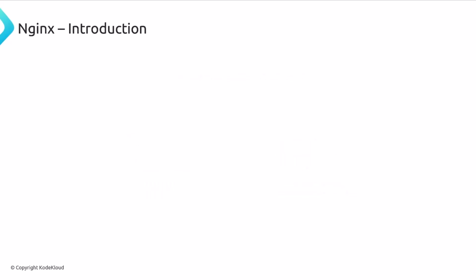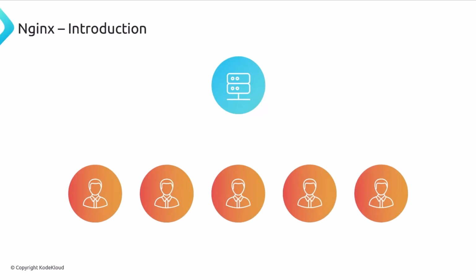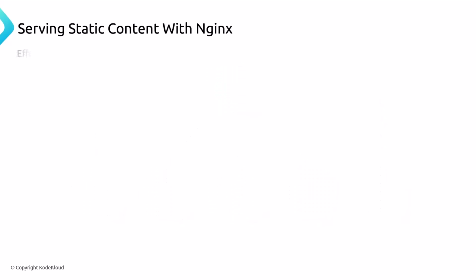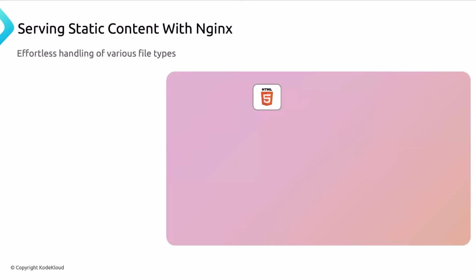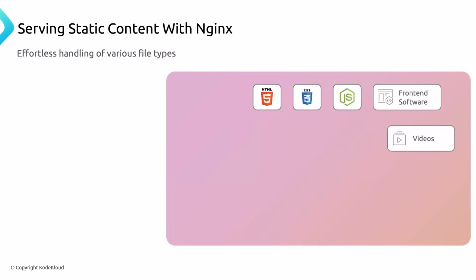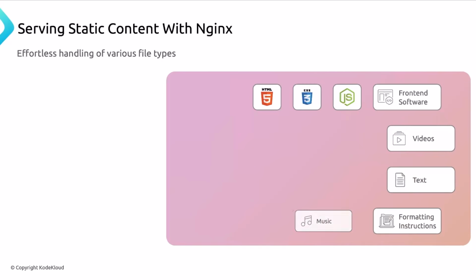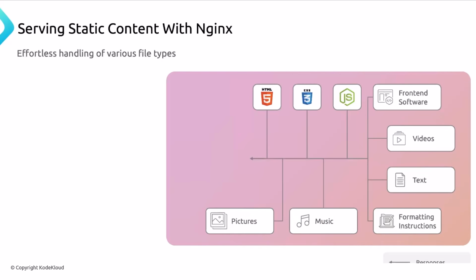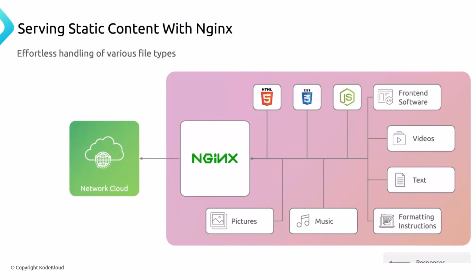It was also designed to solve a problem in which a web server could handle 10,000 requests at the same time, something that had not been done prior to that. Serving static content is Nginx's best feature because it's easy. By static content, I mean all types of data, text files, pictures, music, videos, all that kind of stuff. Nginx is able to serve that content quite easily.